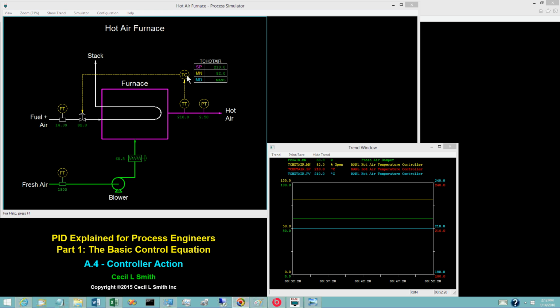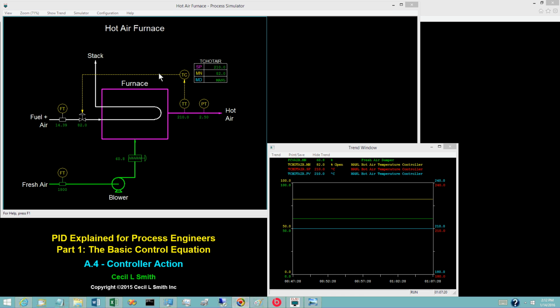Consider the hot air temperature controller in the schematic. If the hot air temperature is increasing, should the controller increase the fuel valve opening, or should the controller decrease the fuel valve opening? To slow or reverse the rate of increase in the hot air temperature, the firing rate to the furnace must be reduced. The controller must decrease the fuel valve opening. An increase in the PV requires a decrease in the controller output. The hot air temperature controller must be reverse acting, which is sometimes designated as increase-decrease.